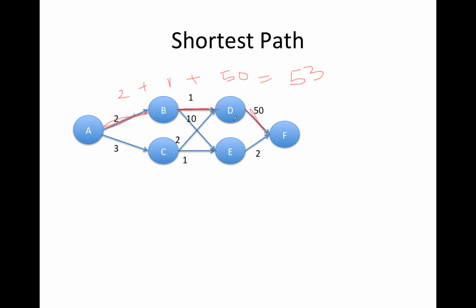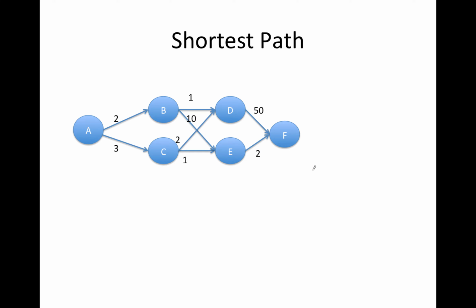I mean, clearly this is not the cheapest way to travel, because one obvious way is to go from D to E and then go from E to F with the cost of 2 plus 10 plus 2, which would be 14.